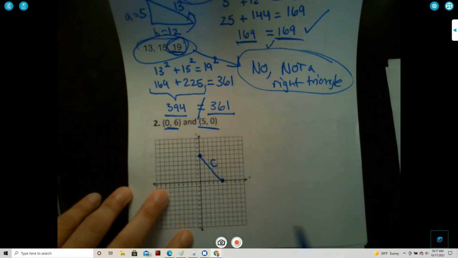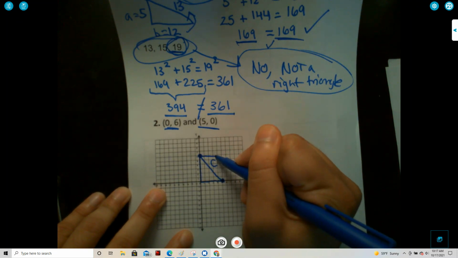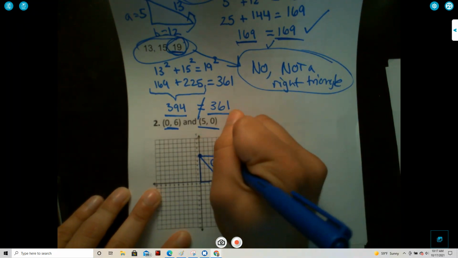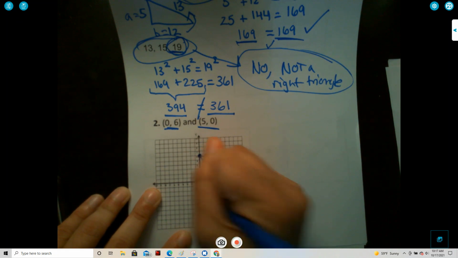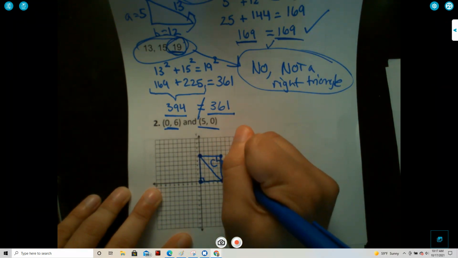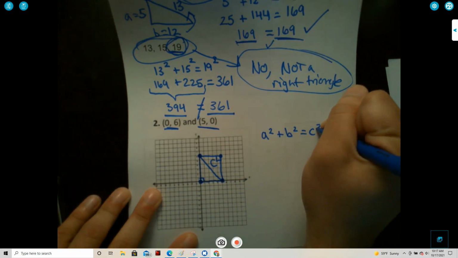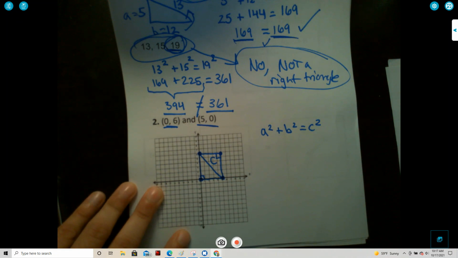So that means you need to create your own right triangle. You can do it like this, or you can do it like this, just as long as your other two coordinate points make a square or a right triangle, and these are 90-degree angles. So just like the others, you're going to use a squared plus b squared equals c squared. Your a and b are always the two side lengths that make up the right angle. So that's a, that's b.